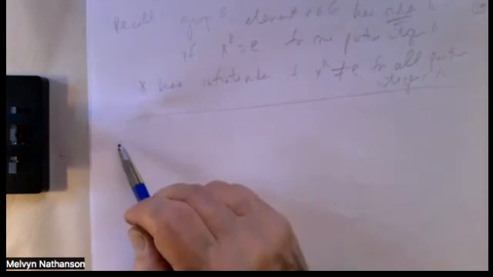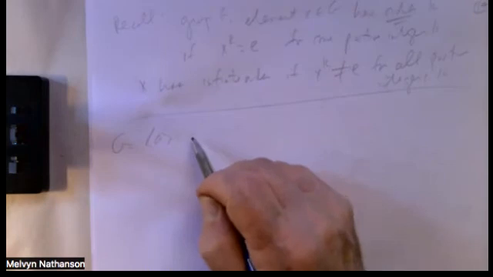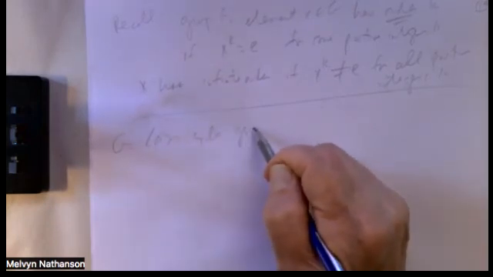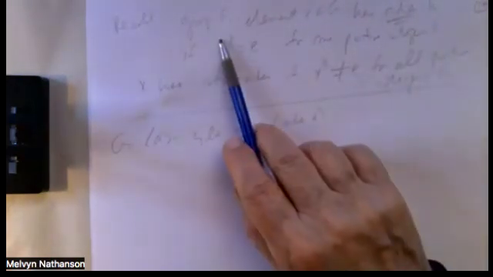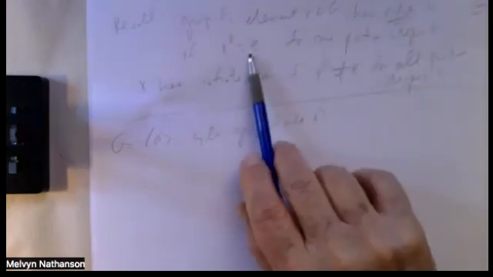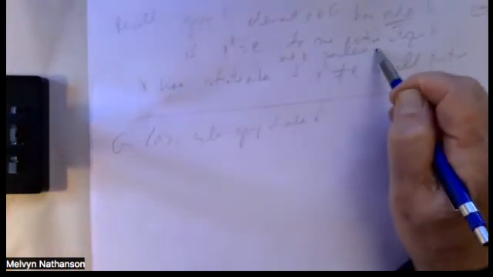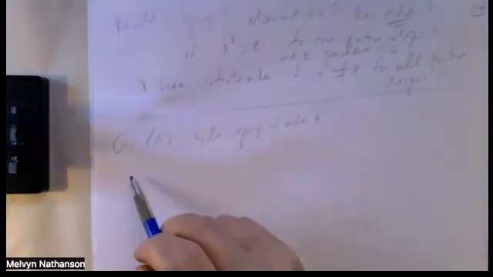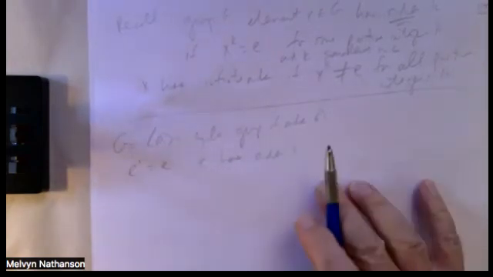So for example, if again we take G to be the cyclic group of order 6, an element X has order K if X to the K is E for some positive integer K, and K is the smallest such integer. So for example, E to the first power is E. So E has order 1.